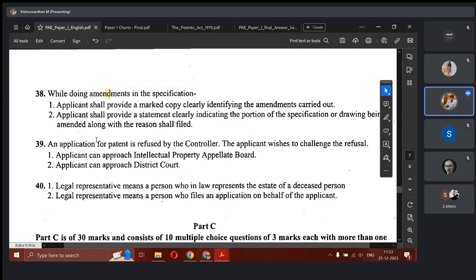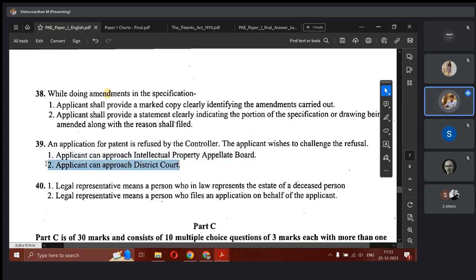Then an application for patent is refused by the controller. Cool. The applicant wishes to challenge the refusal. Okay. So if your patent is refused by the controller, of course you can challenge the refusal. The applicant can approach the Intellectual Property Appellate Board. The applicant can approach the district court. So the IPAB was abolished in 2019. It does not exist anymore. It's a very crafty question to ask. So the answer is B.